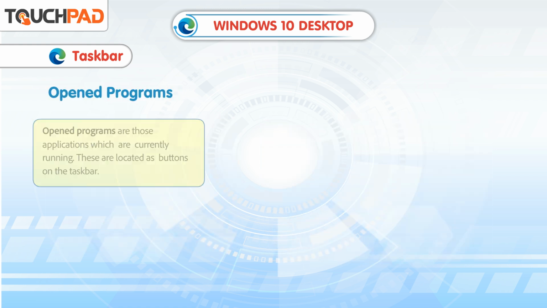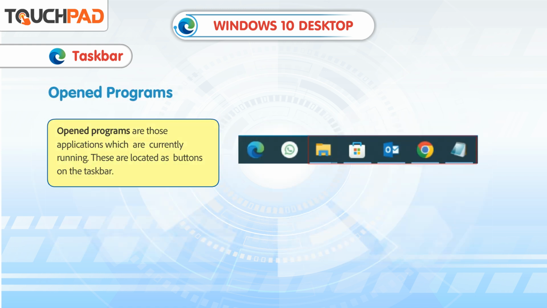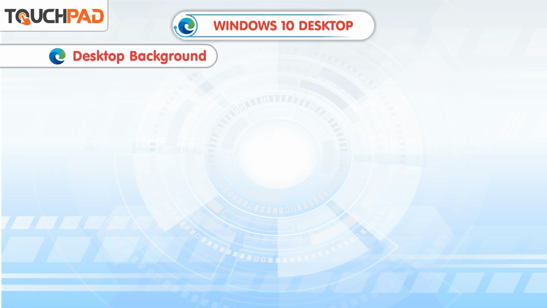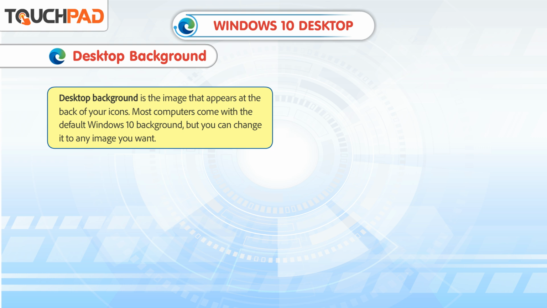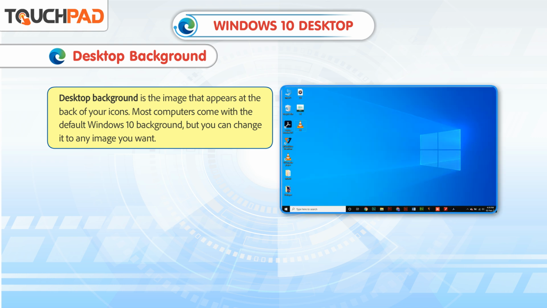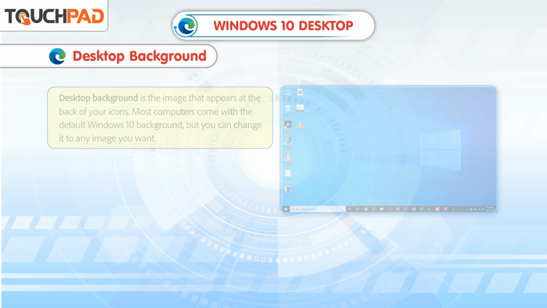Open Programs. Open Programs are those applications which are currently running. These are located as buttons on the taskbar. Desktop Background. Desktop background is the image that appears at the back of your icons. Most computers come with a default Windows 10 background, but you can change it to any image you want.